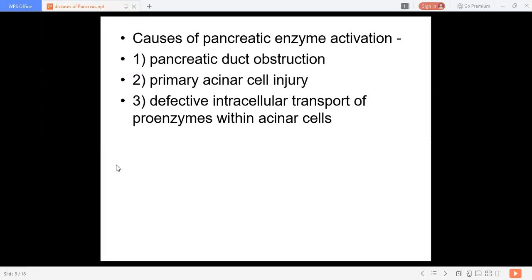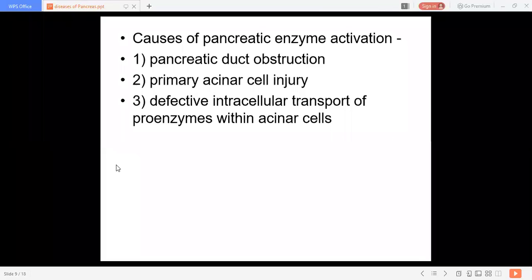Now, lipase is the most activated enzyme. It causes local fat necrosis. Necrosis means injury to the cells of the pancreas.